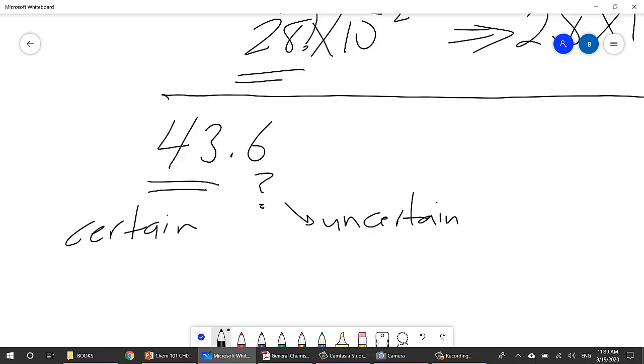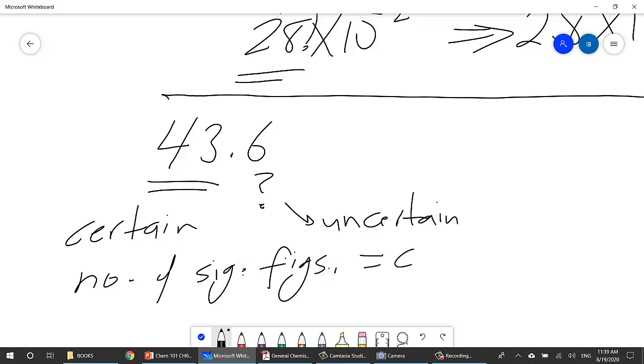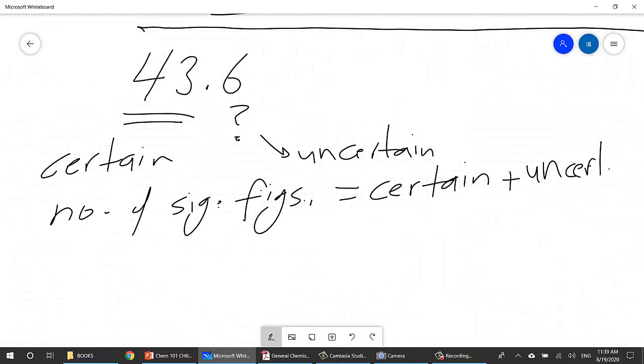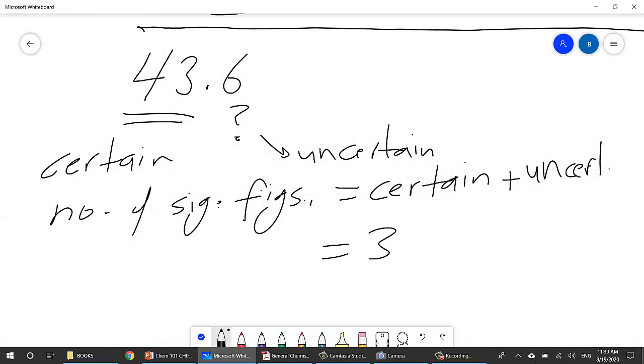Now it doesn't matter the number you are uncertain about. The number of significant figures, we call them sig figs, is equal to the certain plus uncertain. And in this specific example, they're equal to 3, okay? Because we have two certain and one uncertain, so it doesn't matter, 3.